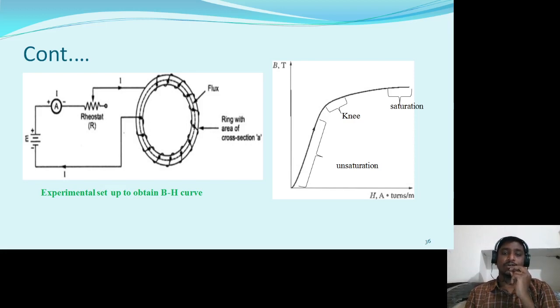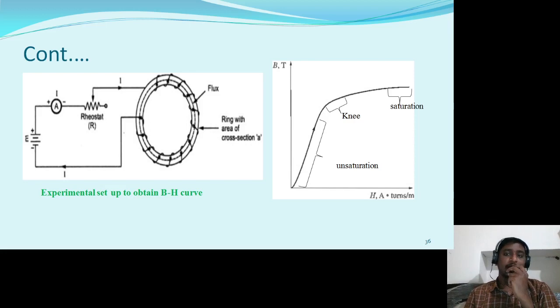Once it has reached the knee point, if you observe at the knee point, there is only a slight variation for flux density as well as field intensity. At the end of the knee point, if you increase the magnetic field strength, the field intensity H value, there is no change in the magnetic flux density. That portion is said to be saturation.